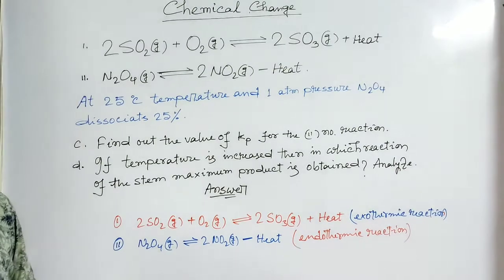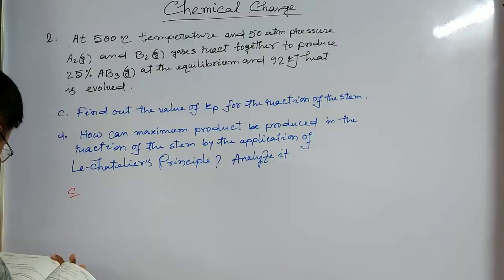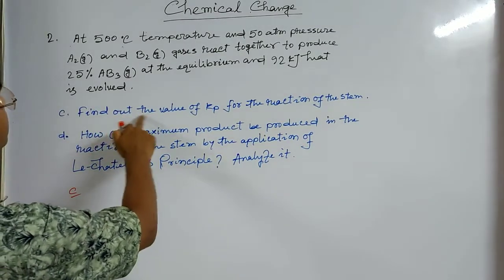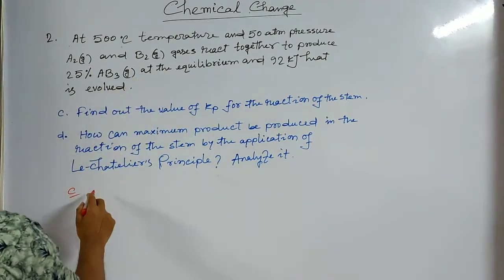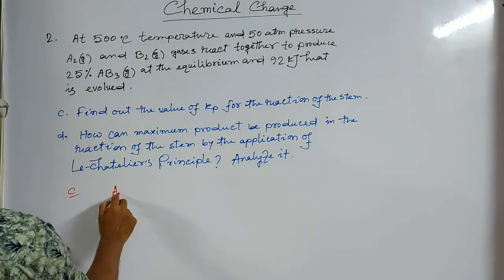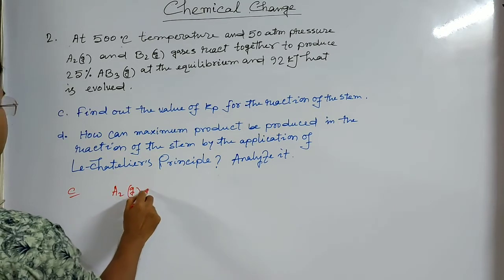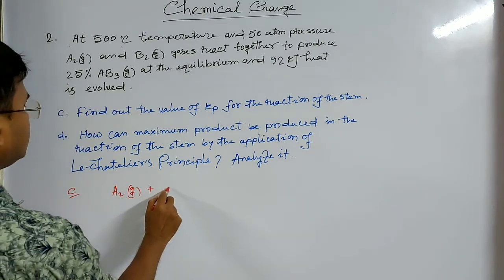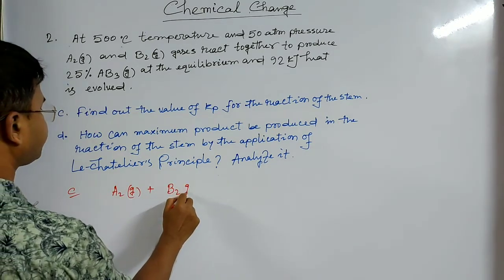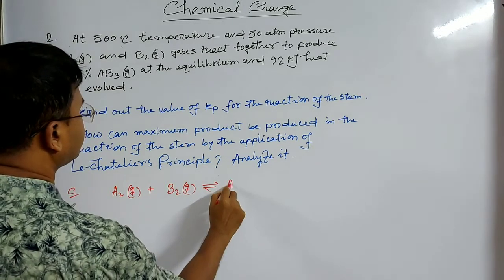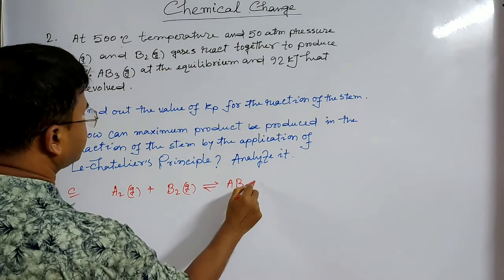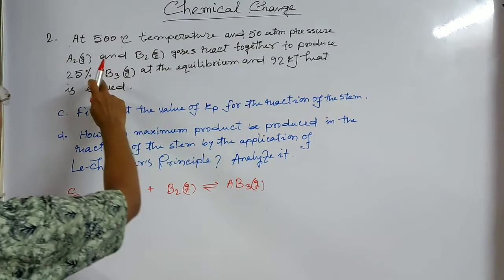Now I will discuss another creative question. My dear students, find out the value of Kp for the reaction of the stem. The reaction of the stem is A2 gas plus B2 gas, reversible sign, product AB3. It is given in the stem, AB3.